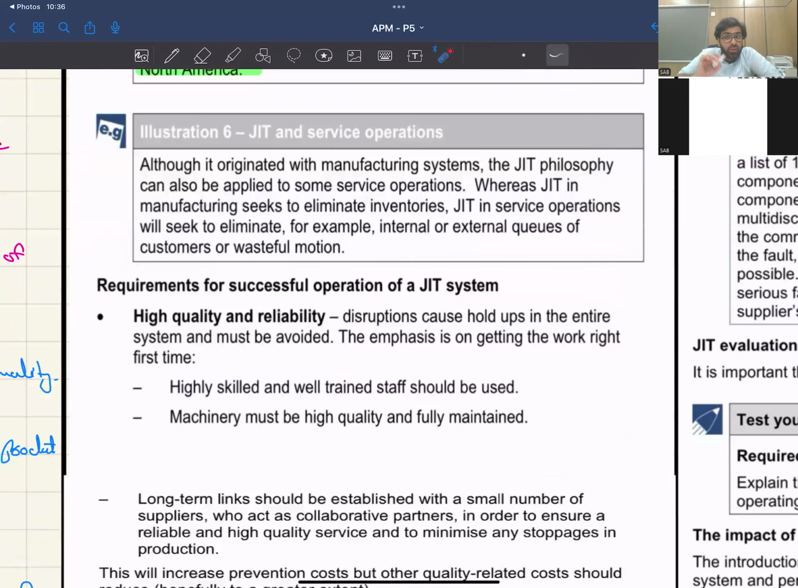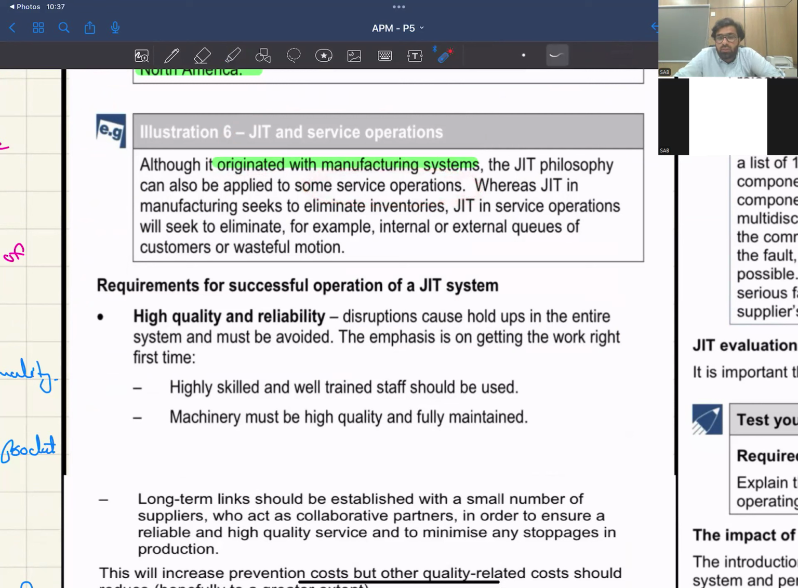Sir, can JIT be used in service operations? See, in service, there's no production, right? JIT originated with manufacturing systems, but the JIT philosophy can be applied to service operations.